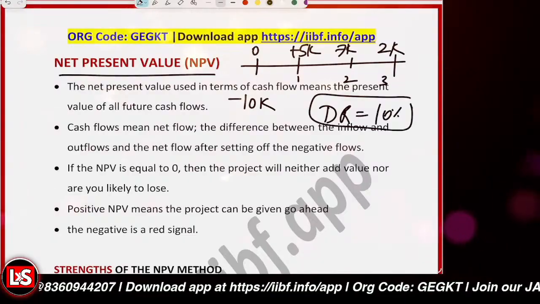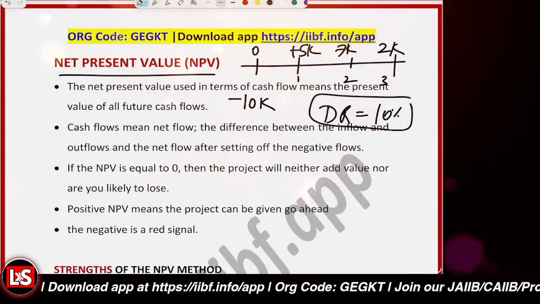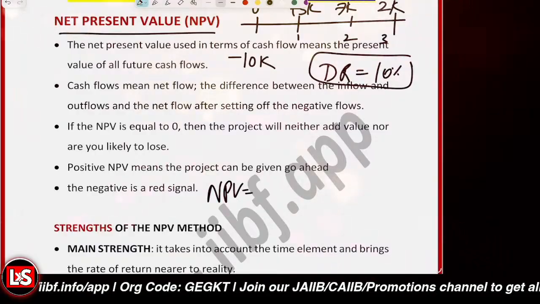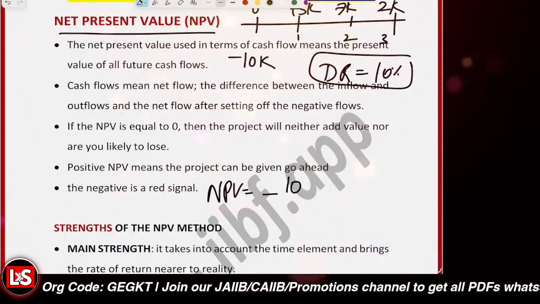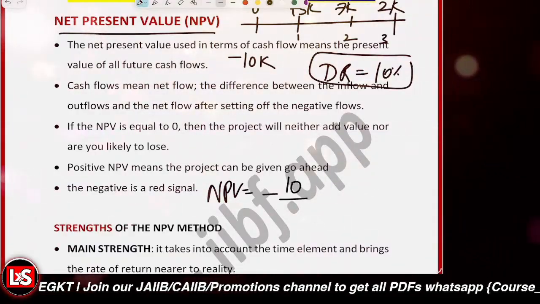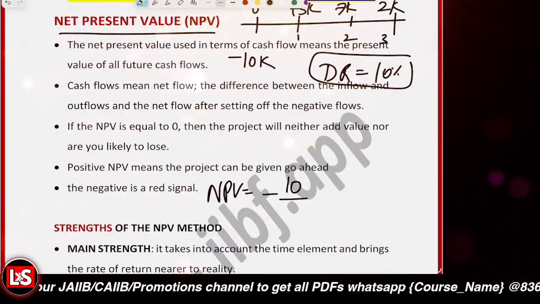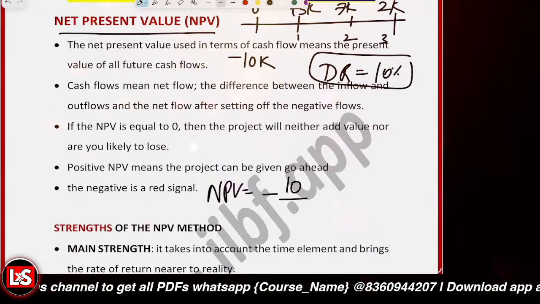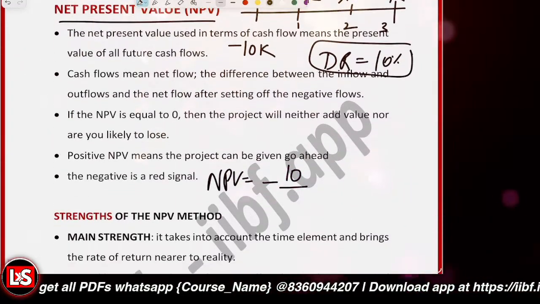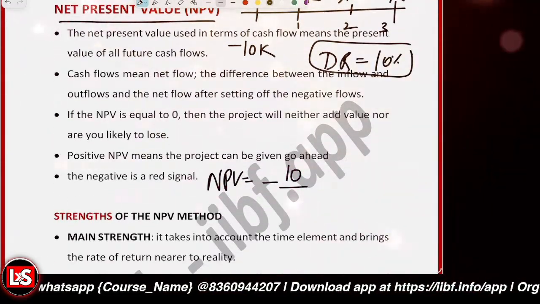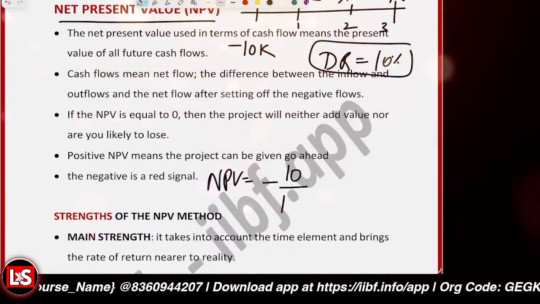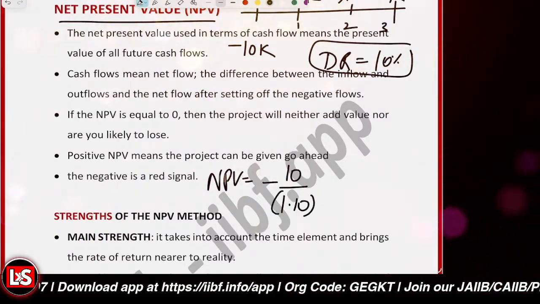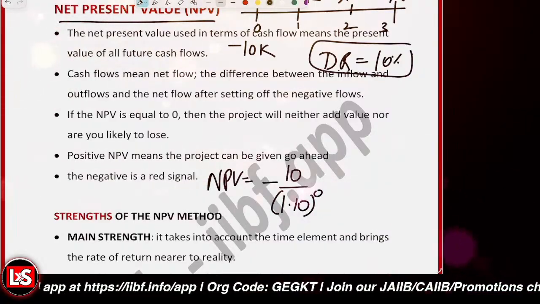And if I'm to calculate the present value of this timeline, it will be equal to what? The net present value would be equal to minus 10. Why minus 10? Because it was a cash outflow. For cash outflows, it is a minus sign. That's why I said that it is an algebraic sum of the present value of the cash flows. So it is minus 10 divided by 1 plus r. Now r is 10%, so it is 1 plus 0.10. That is 1.10, and this is for year 0, right? So it will be raised to the power 0.